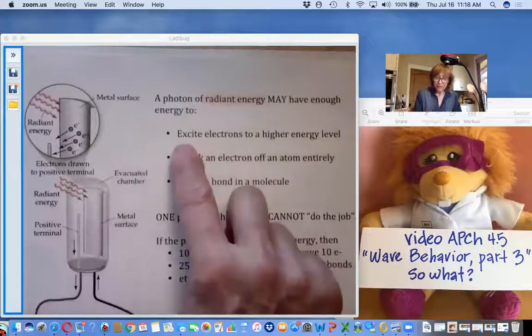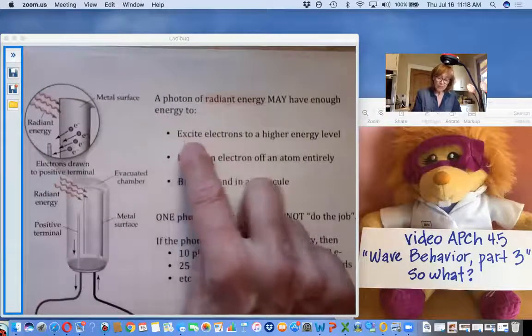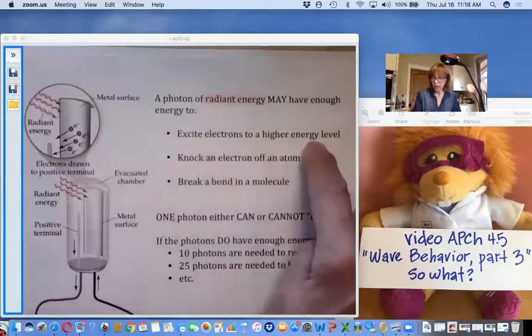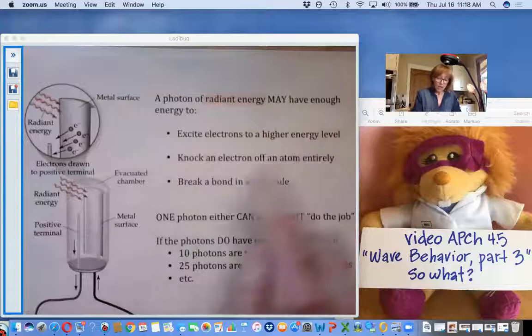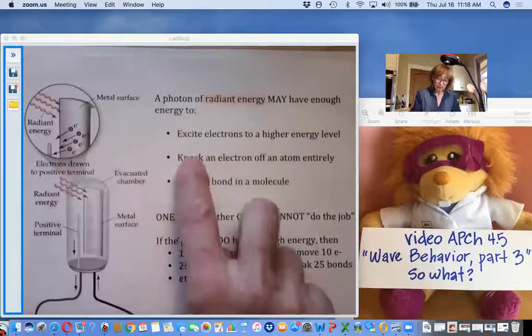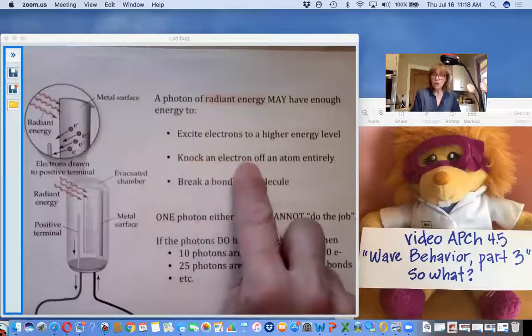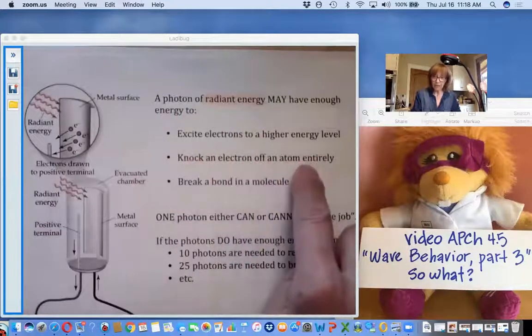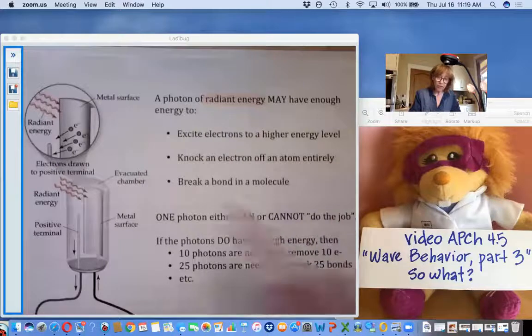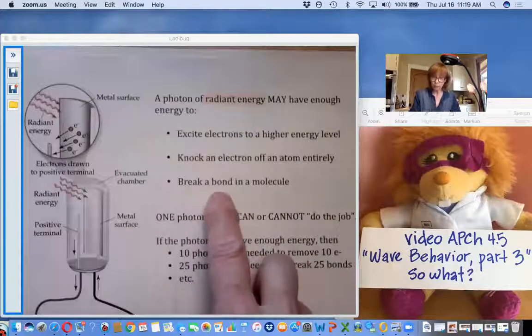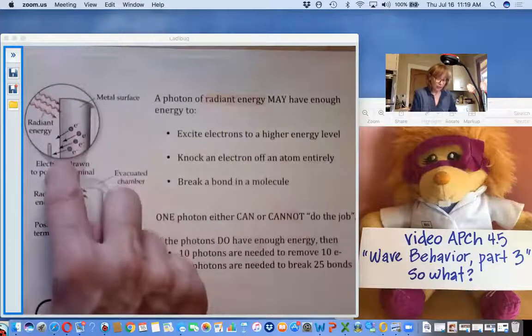We saw when we did the flame test lab that those photons might actually excite electrons to a higher energy level. In this photoelectric effect, the photons may have enough energy to knock an electron off an atom entirely, or in our next unit, we'll talk about the possibility that they might be able to break a bond in a molecule. Okay, let's go back to this photoelectric effect.